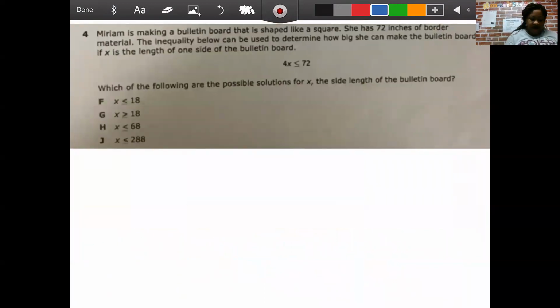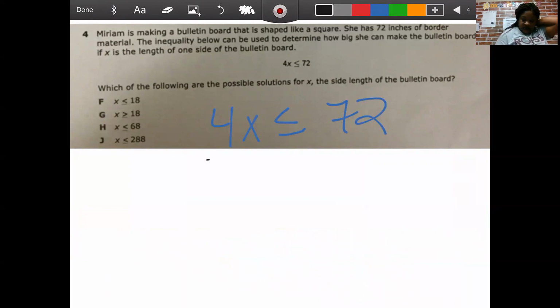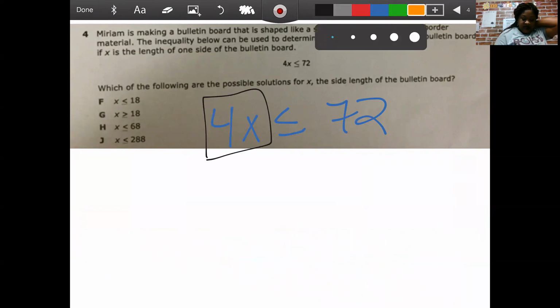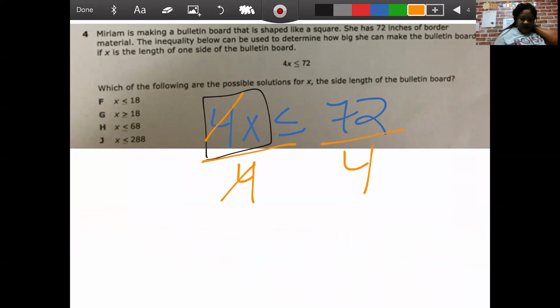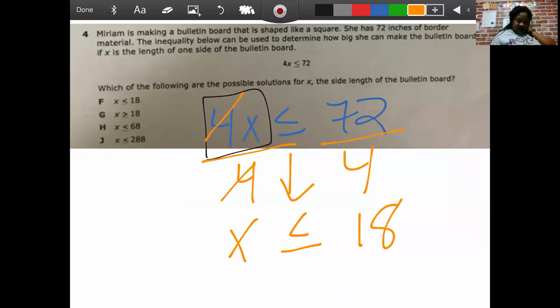Okay, next we have 4x less than or equal to 72. These are all the same. This is multiplication. You have to do the opposite. So you have to divide by 4. So you can cancel out your 4s. Now you're left with x. X is less than or equal to 72 divided by 4 is 18? Yes, 18. So your answer should be x is less than or equal to 18. And your answer should have been F.